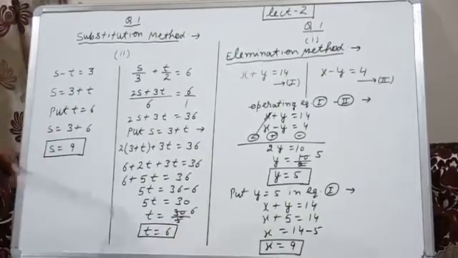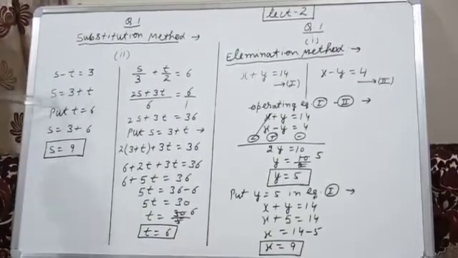Now we will put this value of t here. Then s 3 as it is, and in place of t 6. So 3 plus 6 equal to 9.